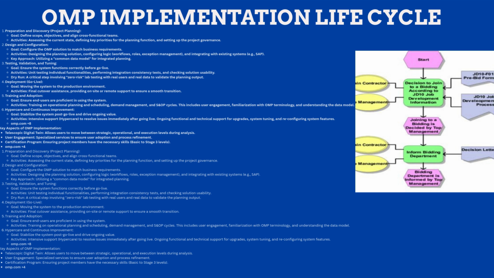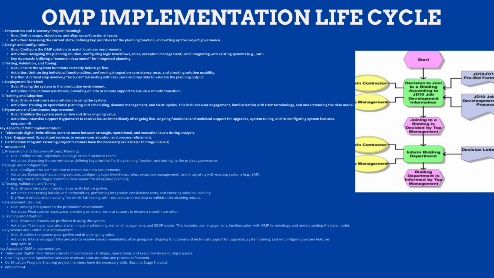This includes user engagement, familiarization with OMP terminology, and understanding the data model. Hypercare and continuous improvement. Goal: stabilize the system post-go live and drive ongoing value. Activities: intensive support, hypercare, to resolve issues immediately after going live. Ongoing functional and technical support for upgrades, system tuning, and reconfiguring system features.